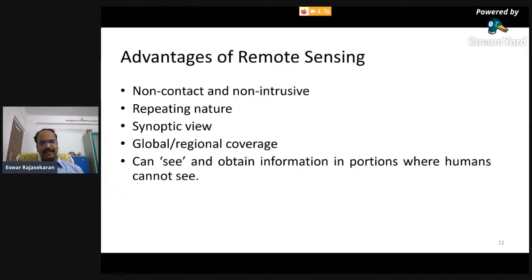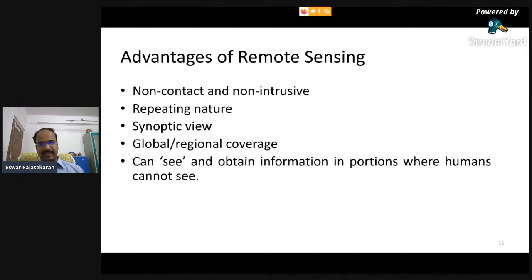Then comes the repeating nature: the same point on the Earth's surface will be imaged again and again, which can be used for temporal analysis over a period of time. And then remote sensing provides a synoptic view, in the sense that a large area will be covered in a single snapshot. It provides global or regional coverage. The entire globe can be covered in a certain period, or the same region can be viewed again and again.